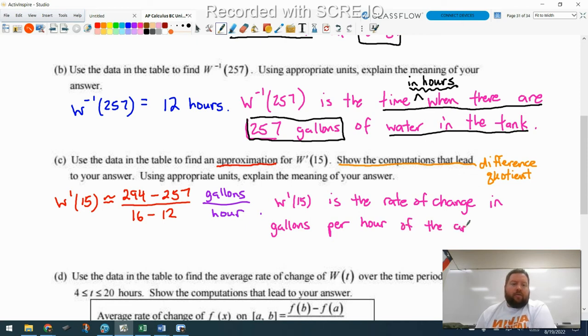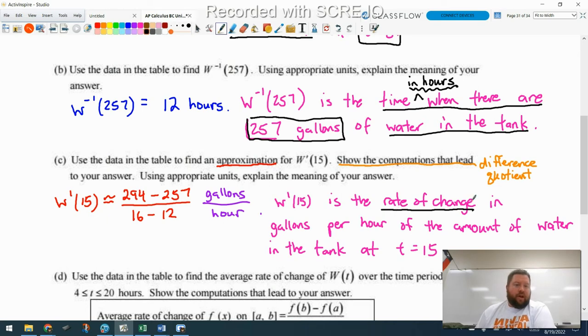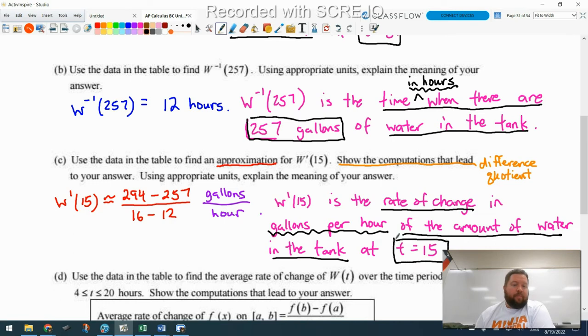Of the amount of water in the tank at t equals 15. All right, so we needed a noun. They're looking for this phrase, rate of change. And then of the amount of water in the tank is also part of our noun. Units, gallons per hour, time, t equals 15. As long as you have those three pieces, you have an answer that they can't take a point away for. They have no choice but to give you credit for it.